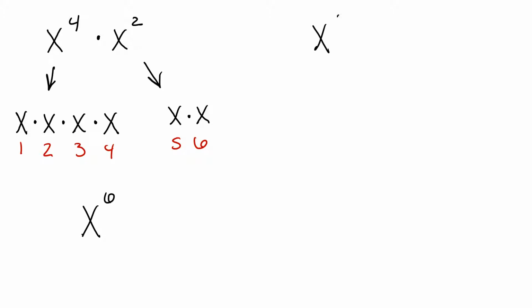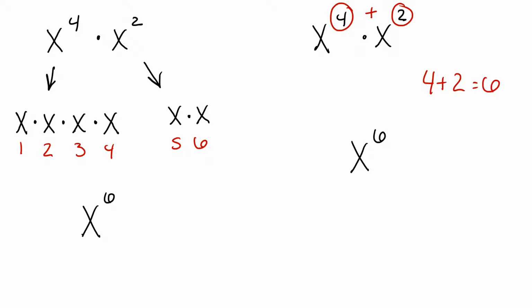The shortcut method still applies as well. x to the 4th times x squared. We can add the exponents together. 4 plus 2 is 6. Keeping the base number x with our exponent 6.